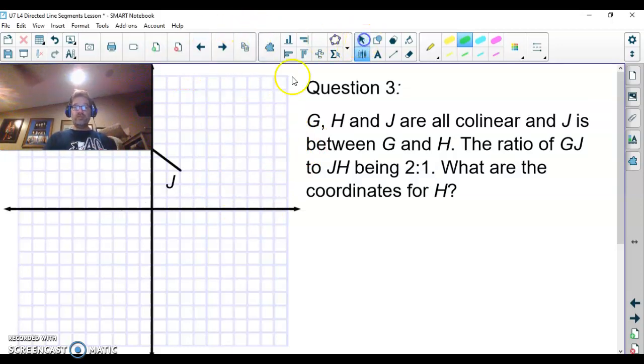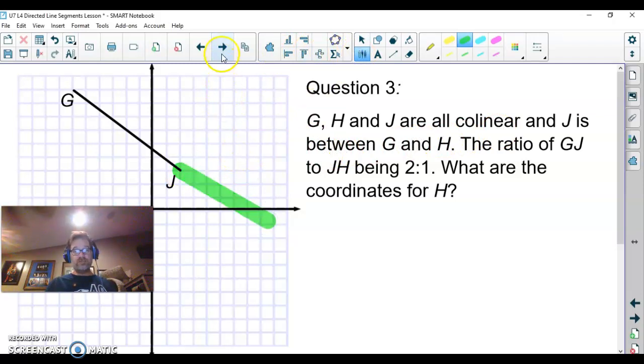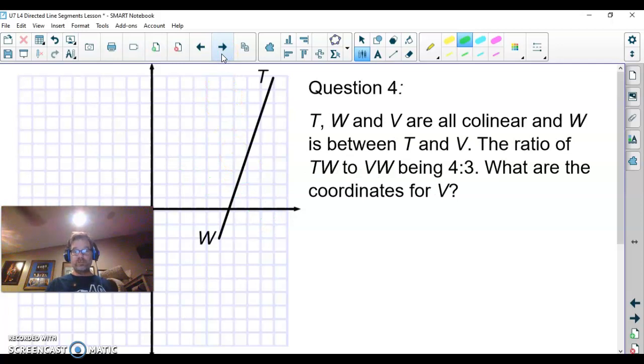Number 3. If you print out the PDF, these graphs are already printed out for you, or if you copied them in. G, H, and J are collinear. J is between G and H. So again, we're going to extend this way. W is between. You're going to extend it down, and you're going to count 4 groups and 3 groups.